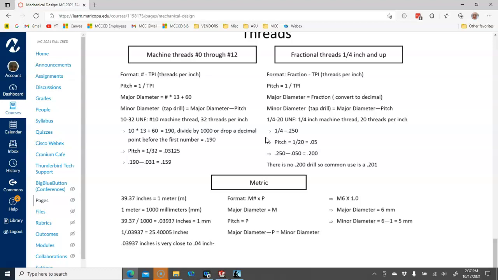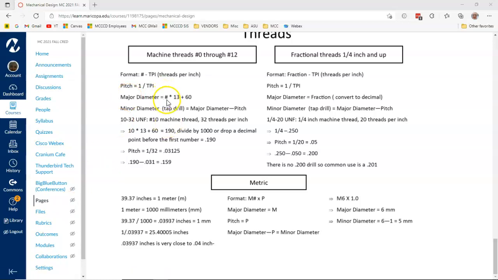So again, the machine screws are 0 through 12, and its format is the number, and then the second number is the threads per inch. The pitch is 1 divided by the threads per inch. So when we're making the calculation, I need to know the major diameter is going to be the number times 13 plus 60. So the minor diameter becomes the major diameter, subtract the pitch.